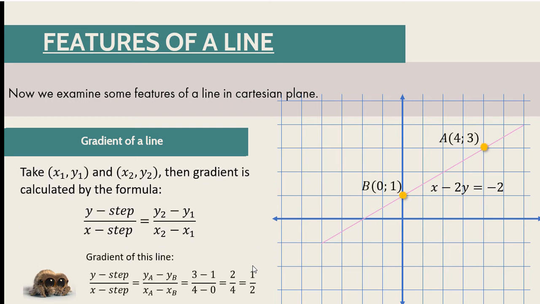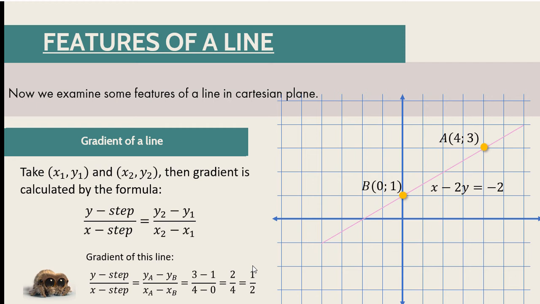Now let's try calculating the gradient of the line on the screen. We take 2 points on the line, A(4, 3) and B(0, 1). The y step is ya minus yb, it is 3 minus 1. And the x step is xa minus xb, it is 4 minus 0. So the gradient should be 2 over 4, and we can reduce it to 1 over 2. So we know that the gradient of the line is 1 over 2.